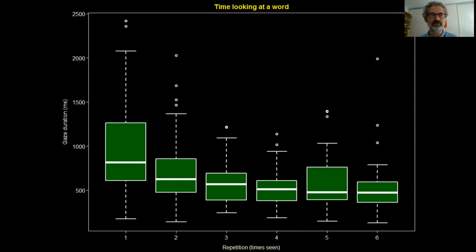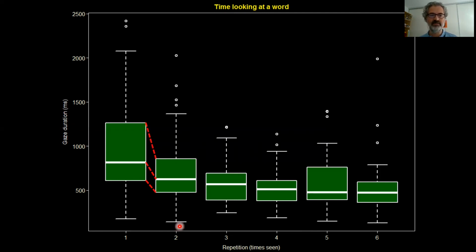And we plot this variable as a function of how many times they've seen this new word. So 1 is the first time they encounter it, and then it's the second time and third time up to 6 times. Is there a relationship between repetition, how many times they've seen the word, and gaze duration, how long they look at it?